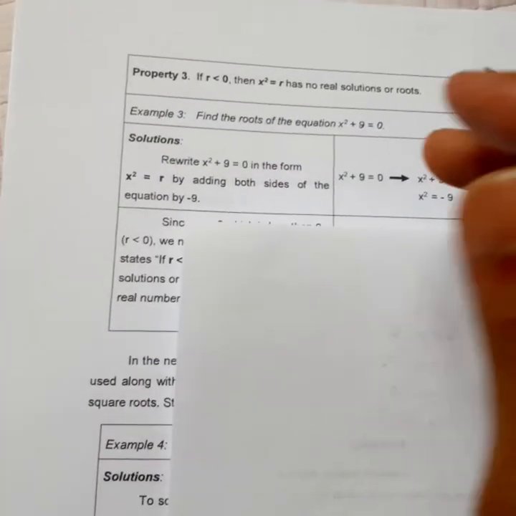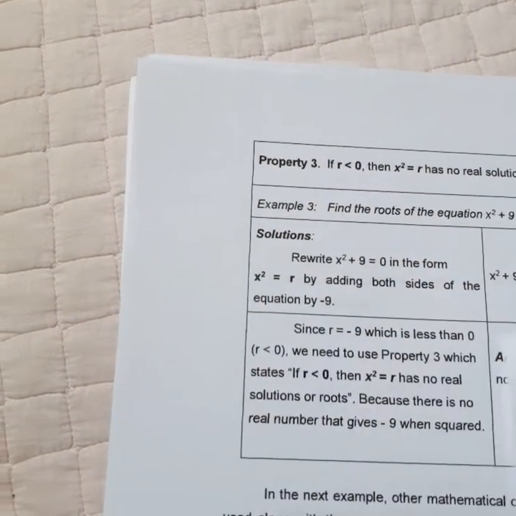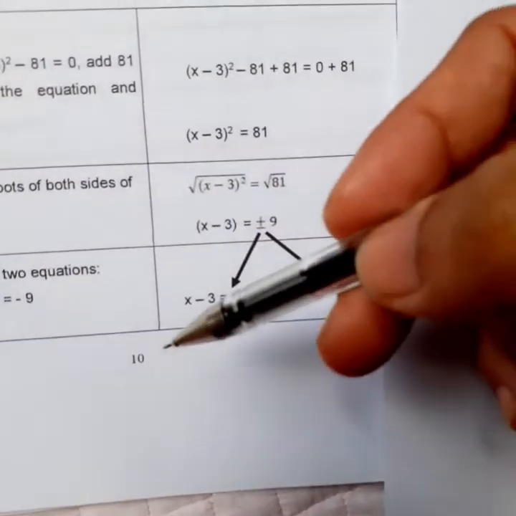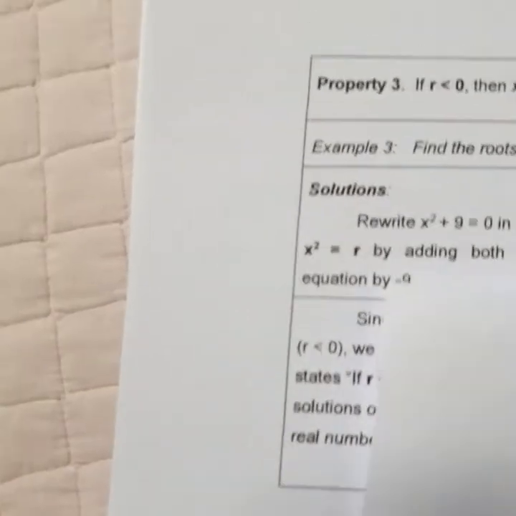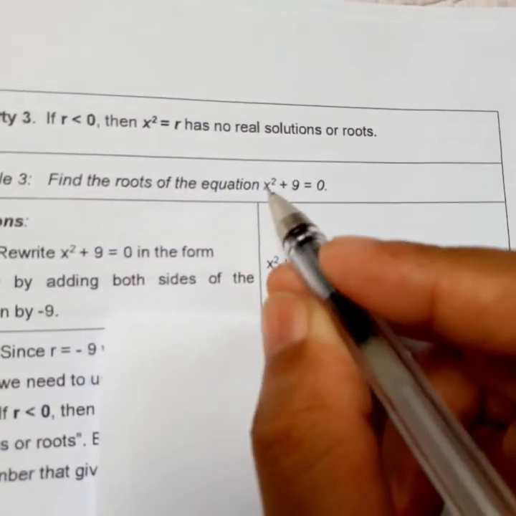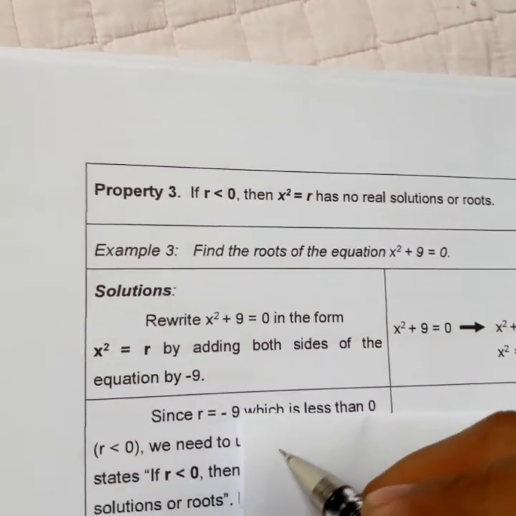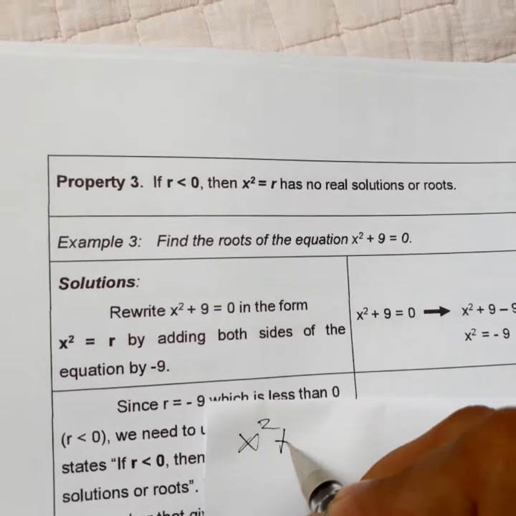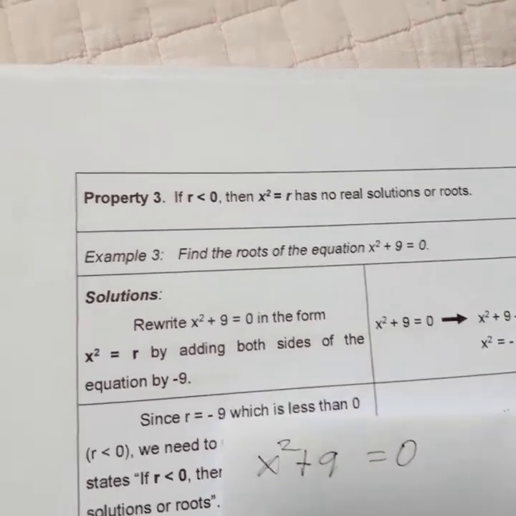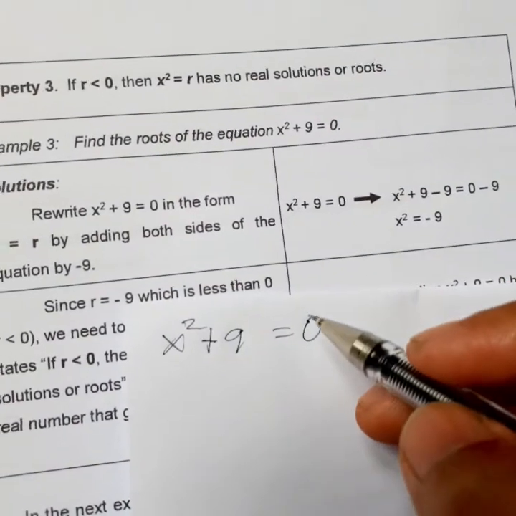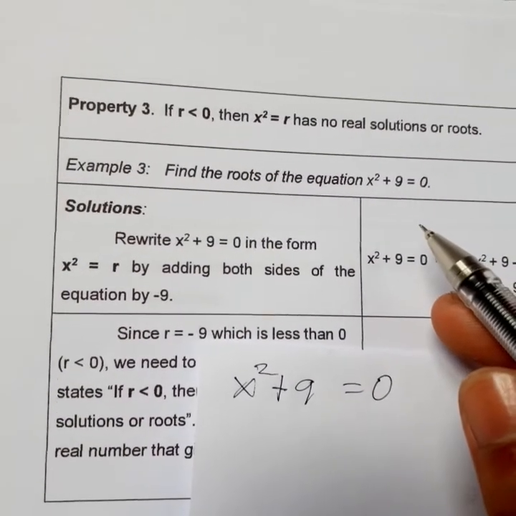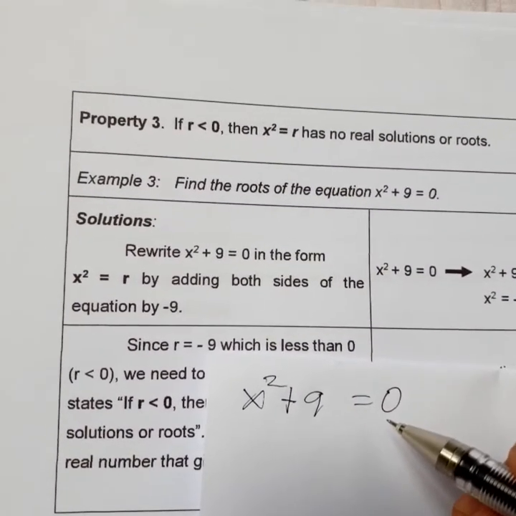Okay, then let's try another example. Continuation on week 2, we have page 10. How about this one? x squared plus 9 equals 0. So we rewrite x squared plus 9 is equal to 0. Then solve for x, the roots. So solve for the roots.